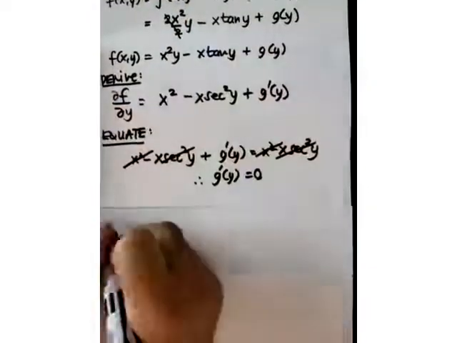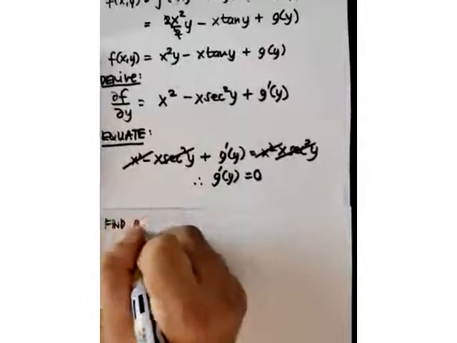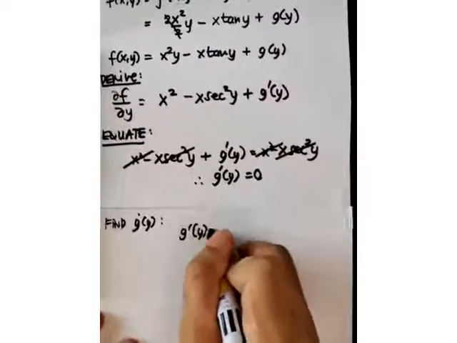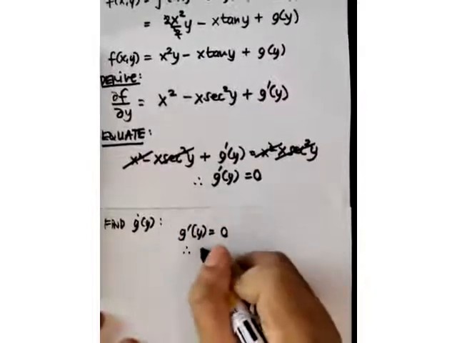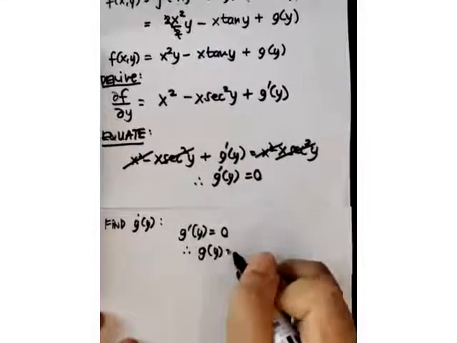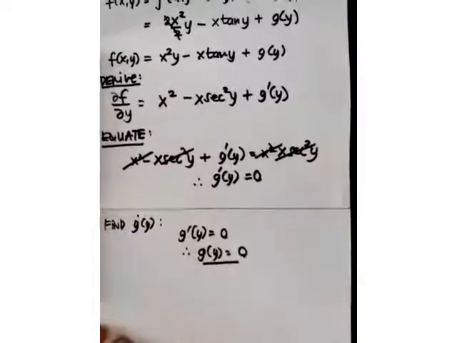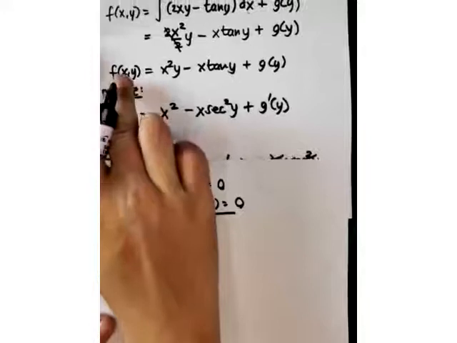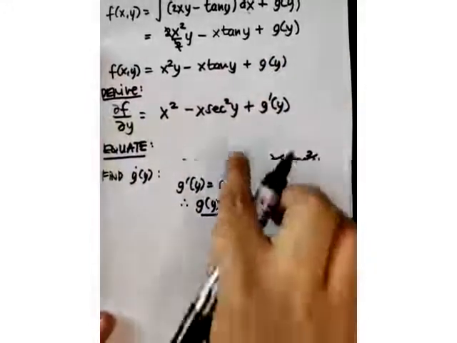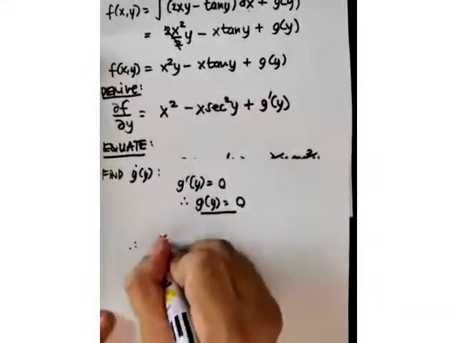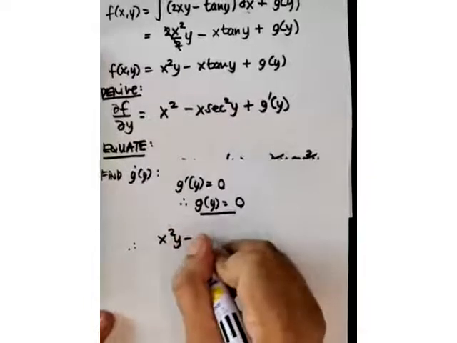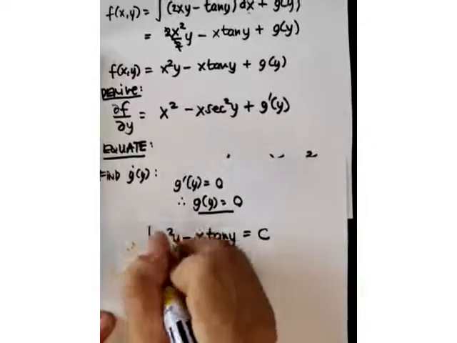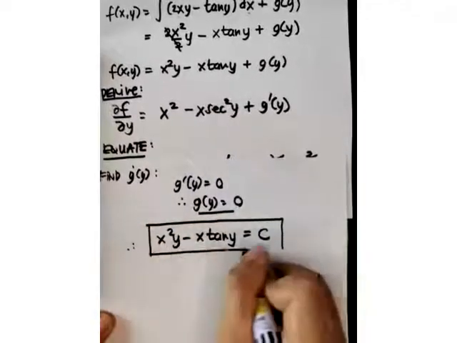So next is we find g of y. Okay, but g of y prime is equal to 0. So therefore, even if we integrate that, g of y is equal to 0. Okay, and then go back to f of x, y, and then i-substitute natin yung g of y. So therefore, the answer is x squared y minus x tangent y is equal to c. So this is our general solution.